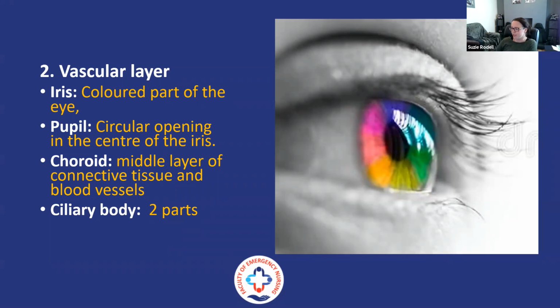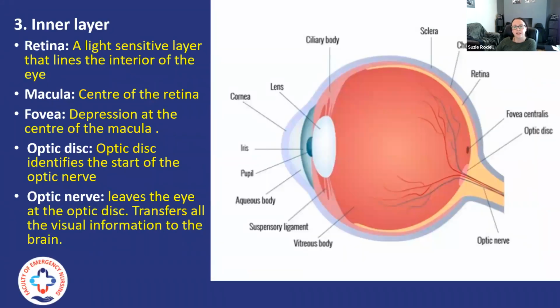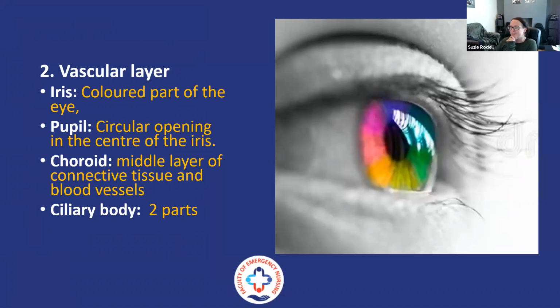The choroid is the middle layer of connective tissue and blood vessels, which sits between the retina and the sclera. So I'm going to share the next slide, because I've got a picture here which may well help you picture some of this. So yeah, the choroid, middle layer of connective tissue and blood vessels. It nourishes the outer layer of the retina and contains the pigment that absorbs excess light, preventing blurred vision.